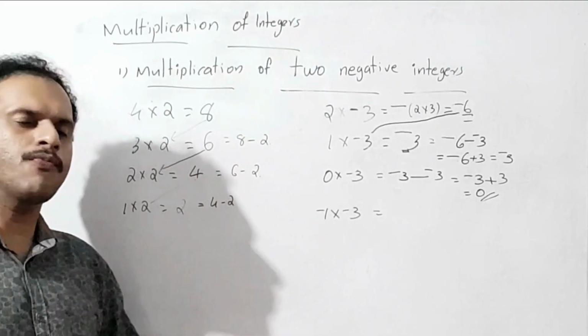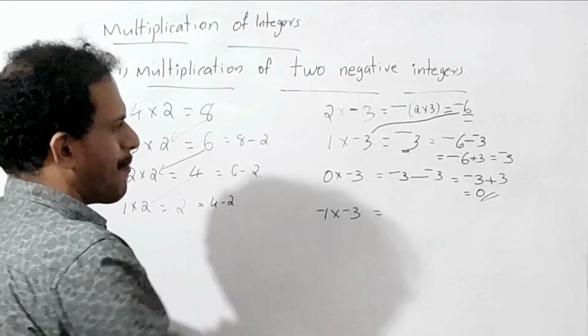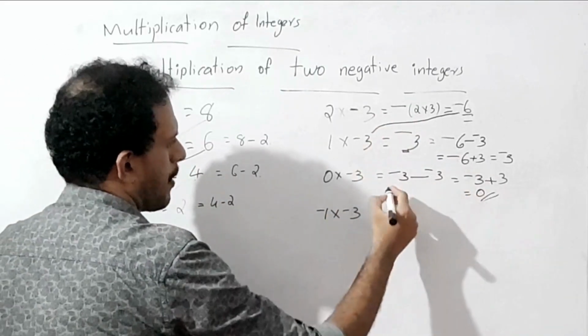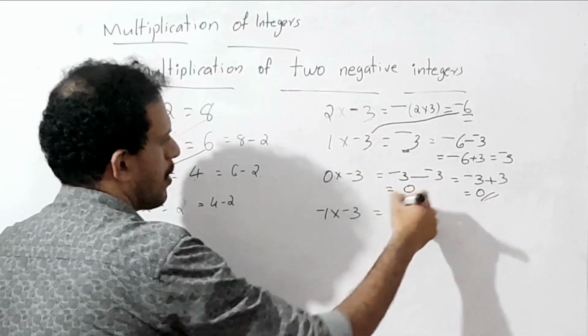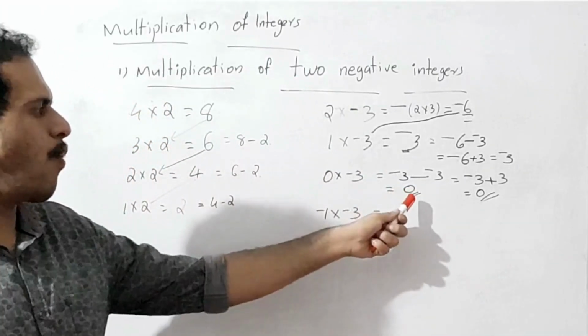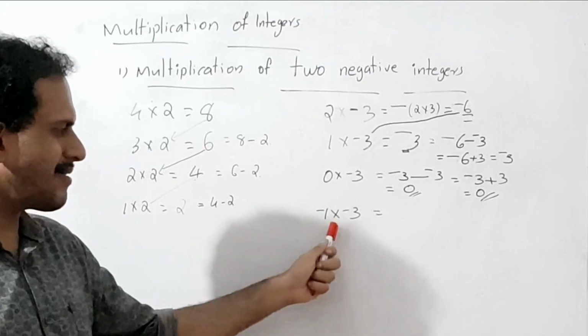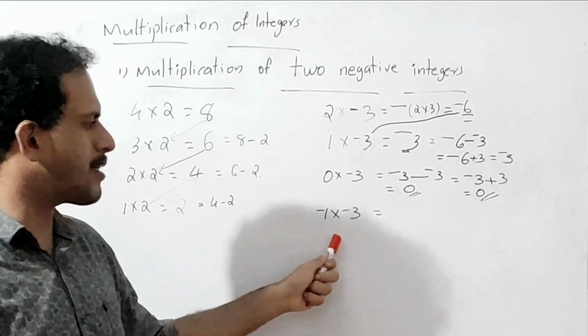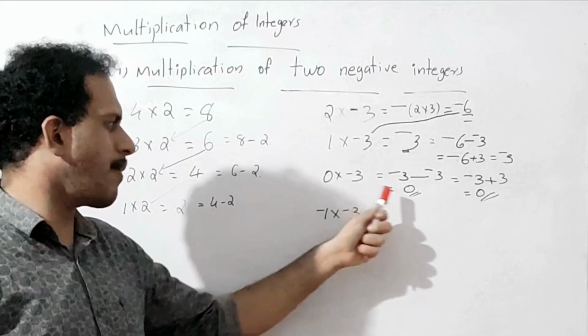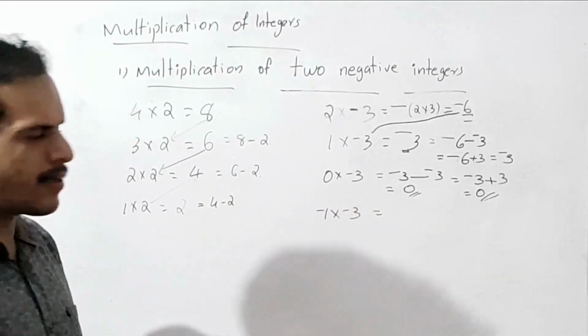Then we know how to find the answer. How to find the previous answer. What is the previous answer? The previous answer is 0. Then from 0, what do we want to subtract? We want to subtract the minus 3. For getting this step's result, we want to subtract minus 3 from 0. So how do we write?